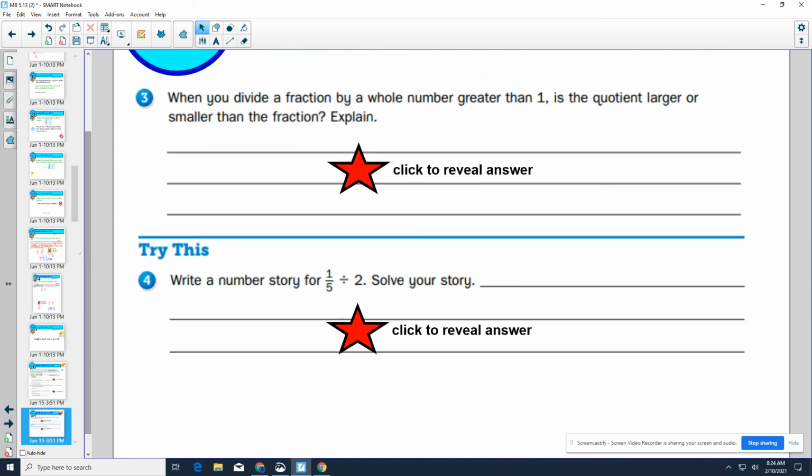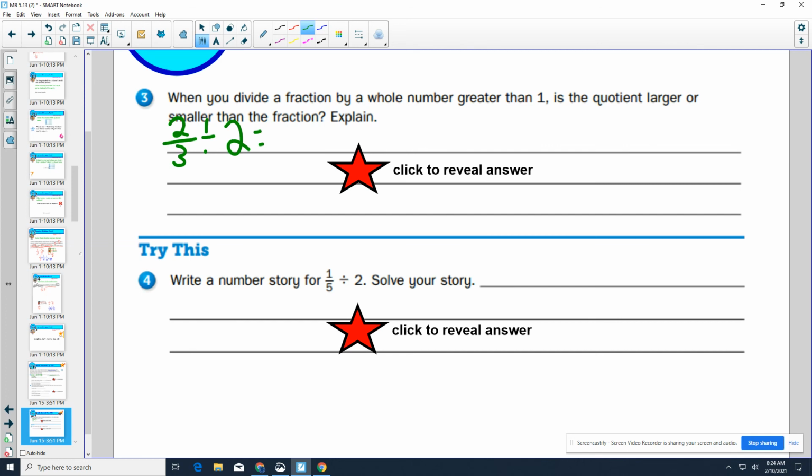So on 3 and 4, when you divide a fraction by a whole number greater than 1, is the quotient larger or smaller than the fraction? Explain. On these types, I like to give an example problem. So when you divide a fraction by a whole number greater than 1, I might do something like 2/3 divided by 2 and put my answer. And then I would explain using the math and then my words. So giving an example where you're dividing a fraction by a number greater than 1 will help you explain whether your answer is larger or smaller. So give a number model to explain that.